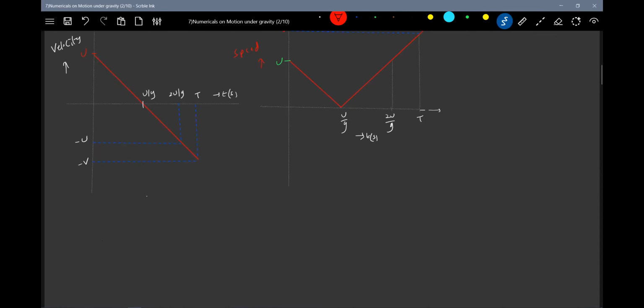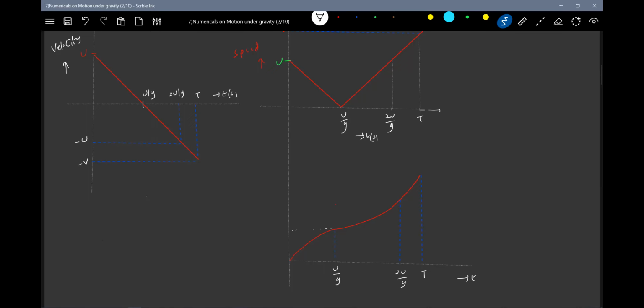Now what about the distance covered? The next idea. First, it will undergo retarding motion, then accelerated motion. Okay, this will be the time, u by g, 2u by g. This is t. And we have to interpret this properly.